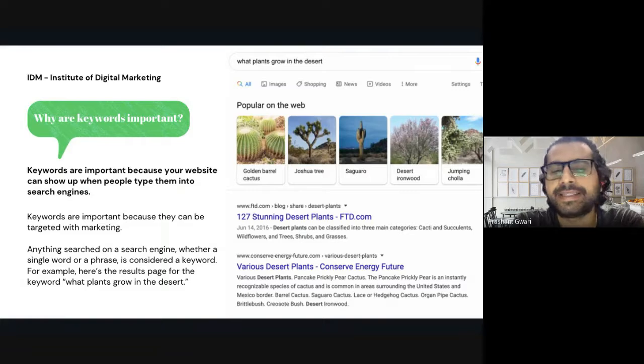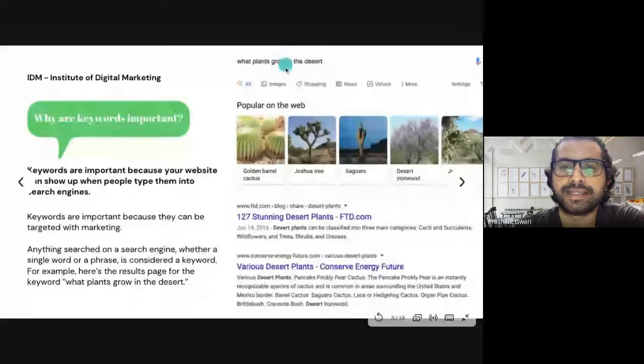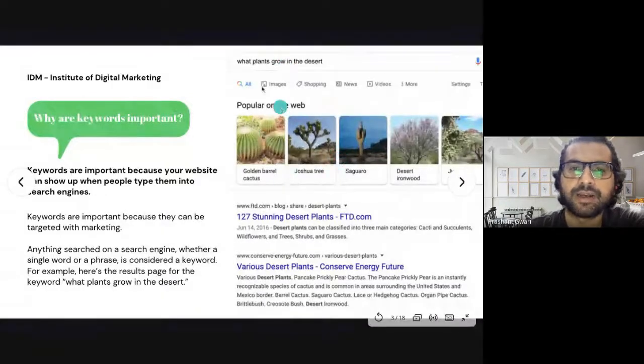Now, anything searched on a search engine, whether a single word or a phrase, is considered a keyword. For example, here on this right hand side picture, you can see "what plants grow in desert." It consists of around 6 words. There are 6 words in this phrase, but we will call it a single keyword. It's not 6 keywords, it's a single keyword. It's a phrase and we will call it a single keyword.